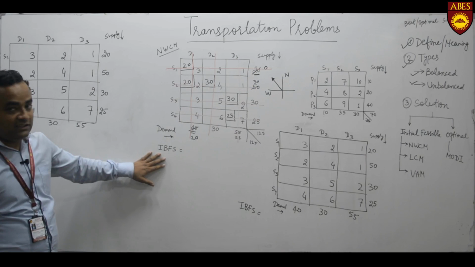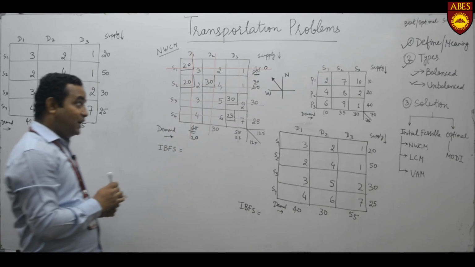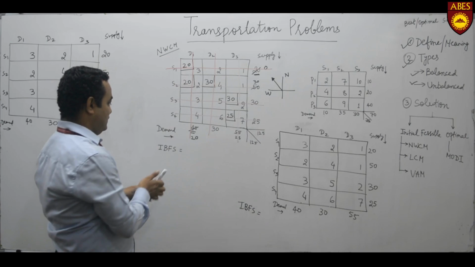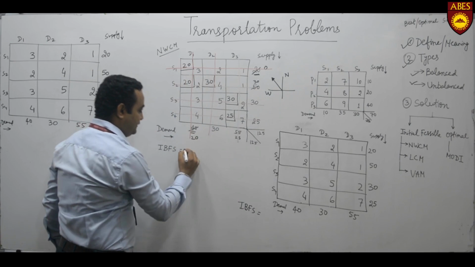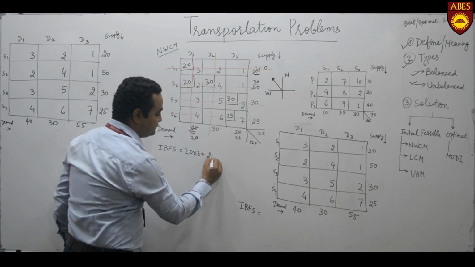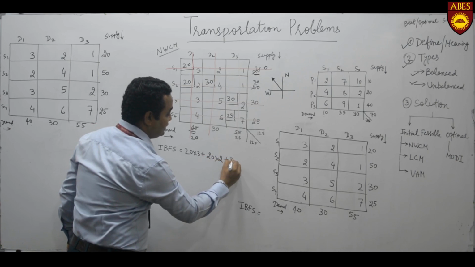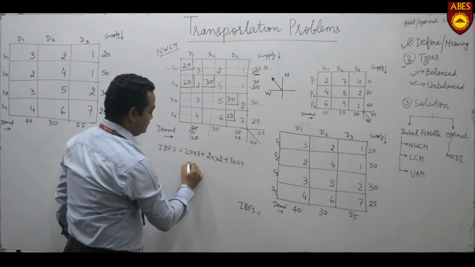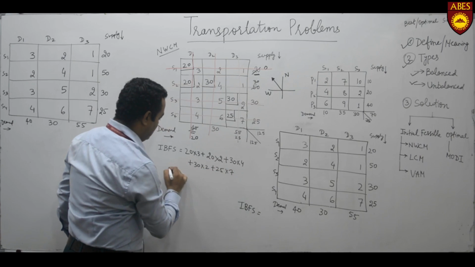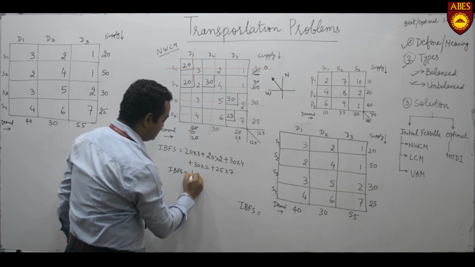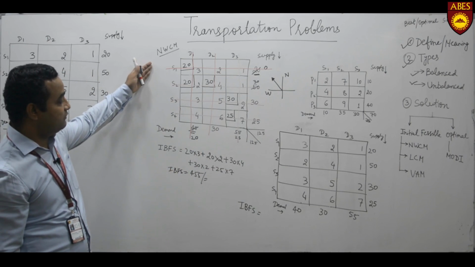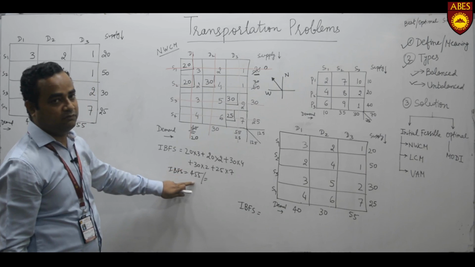Now we find the initial basic feasible solution by multiplying those cell values where we have put assignments. Then IBFS is equal to 20 into 3 plus 20 into 4, 20 into 2 plus 30 into 4 plus 30 into 2 plus 25 into 7, that is equal to 455. So the total transportation cost using the northwest corner method is 455.